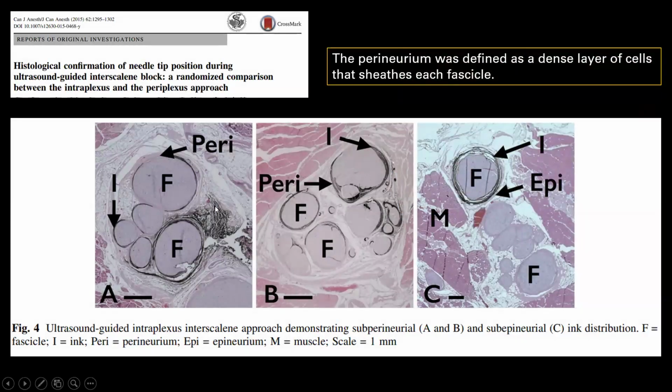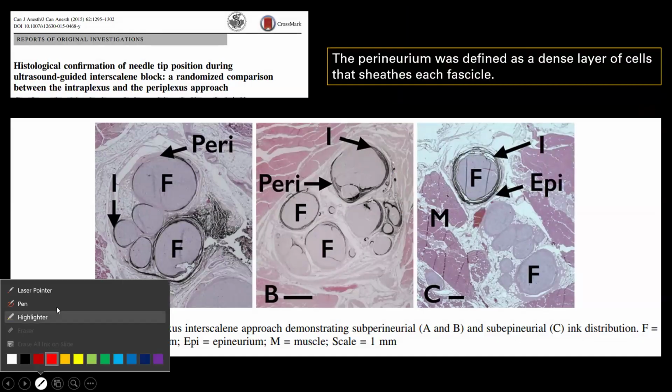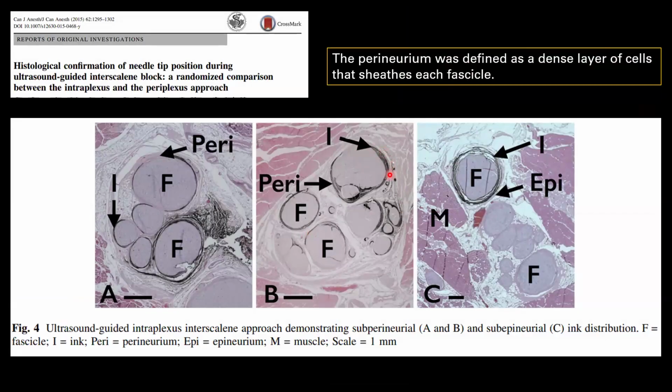Again, it's the same. When they gave intraplexus, they found that more of the drug had gone subepineurial. Now, this is the epineurium, and the black is inside the epineurium, so it's called subepineurial. So subepineurial injections are always equivalent to neural injuries. So any subepineurial injection is peripheral nerve injury. Now, subepineurial injections can be intravascular or extravascular. Most of the time it's extravascular, but do not take a chance to inject within the epineurium.